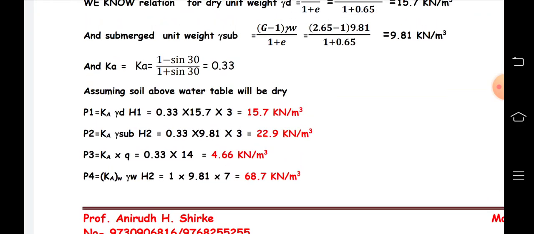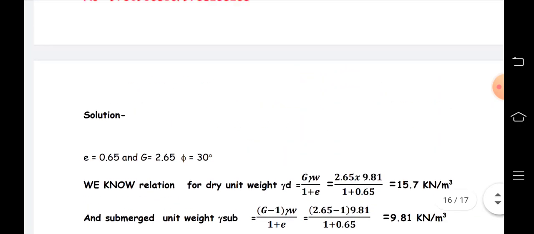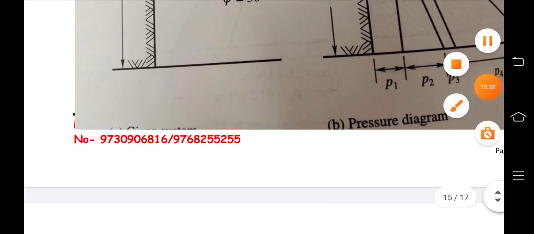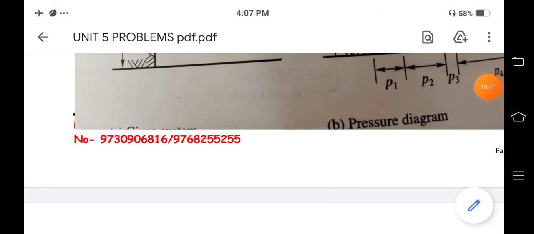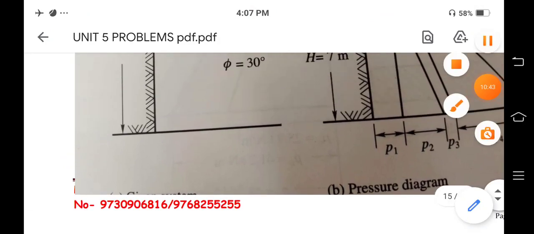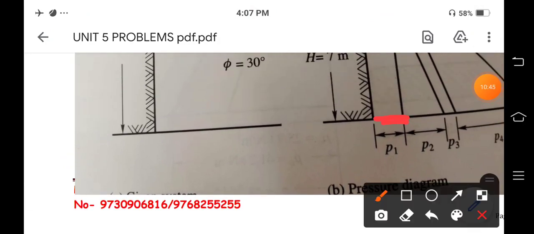First of all, calculate P1, because we are calculating all these pressures at the base. The formula for the dry case is Ka gamma H1. If you want to calculate the total pressure, the formula will be 1 by 2 Ka gamma H1 square, but here we are calculating only at the base level. So, here we are calculating the pressures.